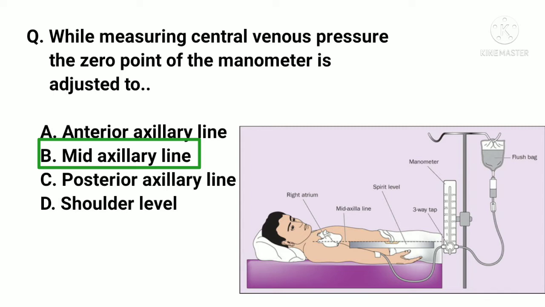The 0 level of the manometer is adjusted to the mid axillary line at the level of the patient's right atrium.